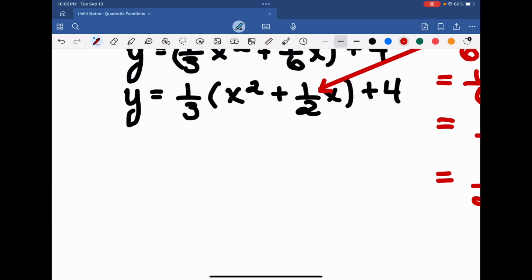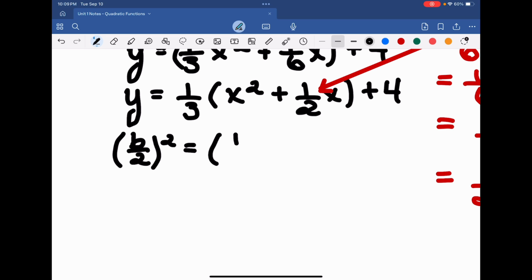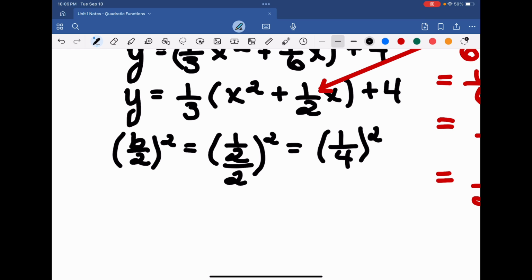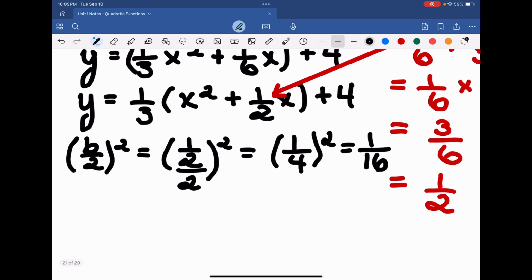Okay, we're going to continue our work here. So now below, I'm going to go y is equal to, and actually we're at the b divided by 2 step. So I'm going to go b divided by 2 all squared is equal to 1/2 divided by 2 all squared, which then is equal to, if I have 1/2 divided by 2, this is the same as saying that we have 1/4. So in our bracket, I'm going to go 1/4 all squared. And when I square this, it's going to be 1/16.